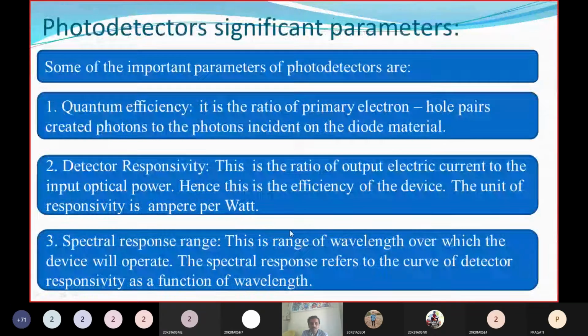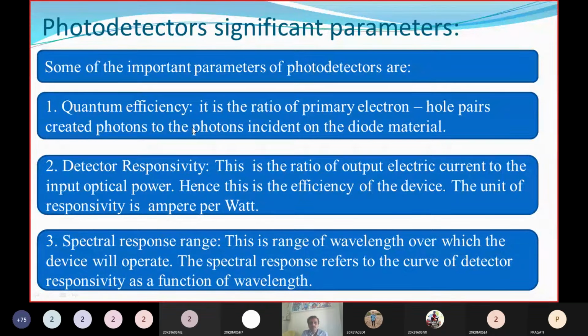Okay, so we will discuss the significant parameters. Not only these two parameters, there are other parameters also for photodetectors. So here we will discuss those important parameters of the photodetectors. First of all, quantum efficiency is one of the basic parameters. The photodiode characteristics depend on this quantum efficiency. If the efficiency is more, that photodetector will work accurately.